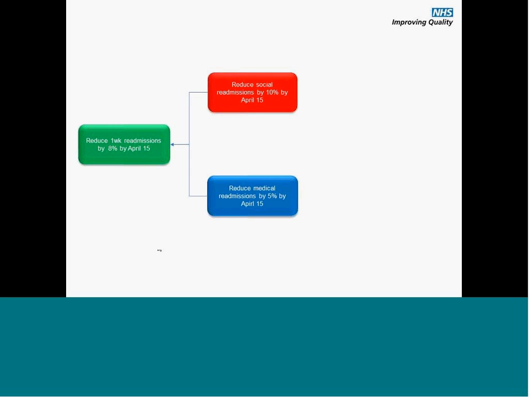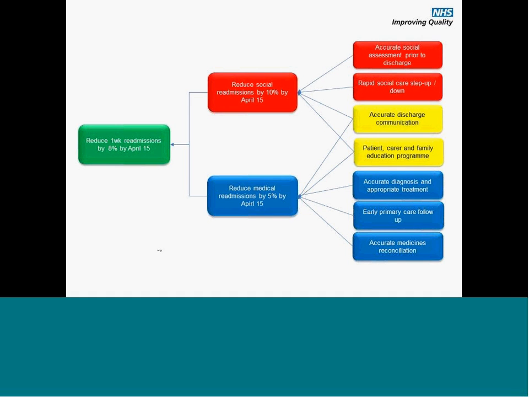So probably largely social, where the patient goes home and can't cope, and probably largely medical, where the patient goes home and the condition they had is not fully controlled and they bounce back into hospital. I think that's potentially a helpful breakdown. Maybe there are others, there are different ways to crack this. And I'll just use a few examples.